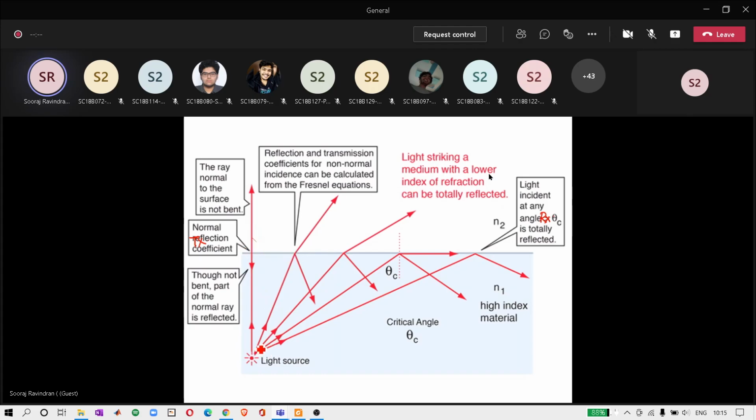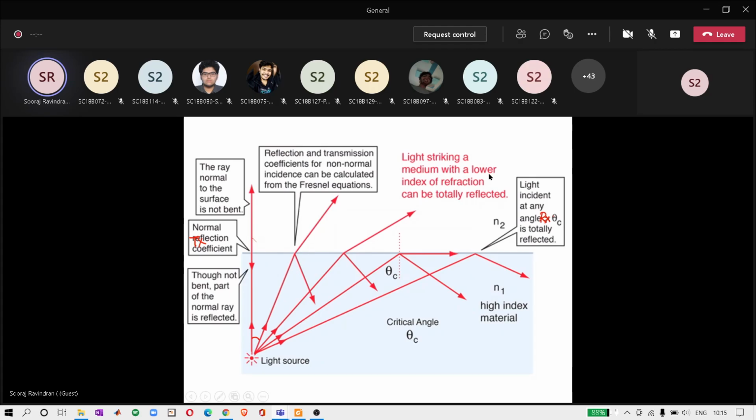But once I start increasing this angle, you would see that there is some reflection, and there is also refraction. I keep on increasing the angle. At a certain angle called the critical angle, theta c, the light ray is flowing along the interface, and beyond that angle you would see that it gets reflected back.